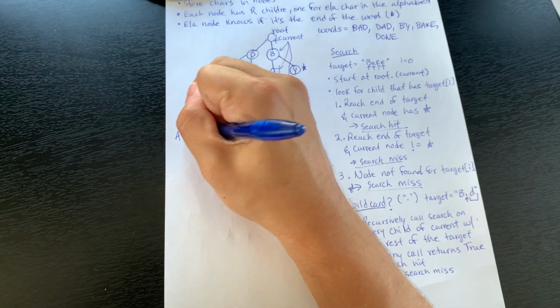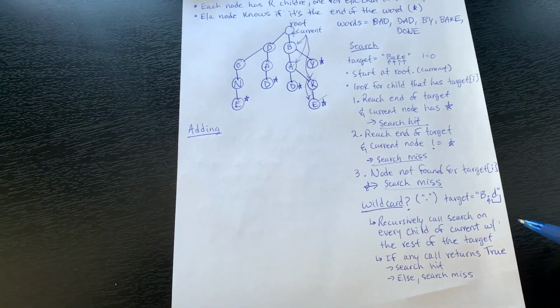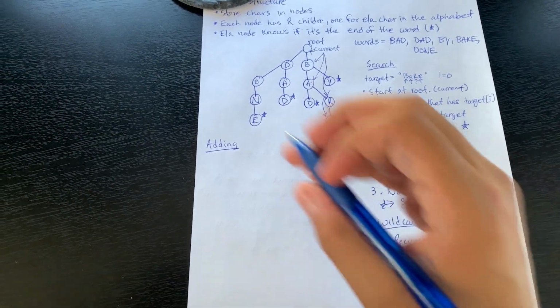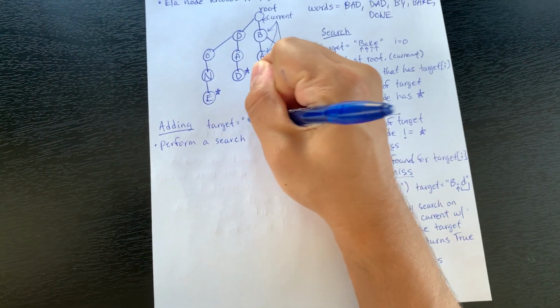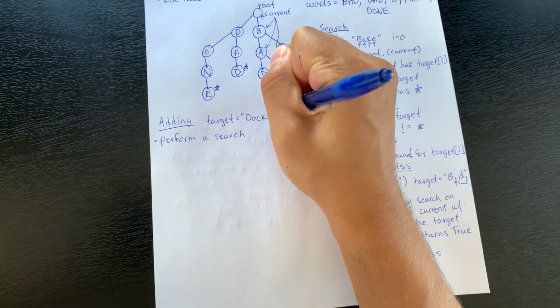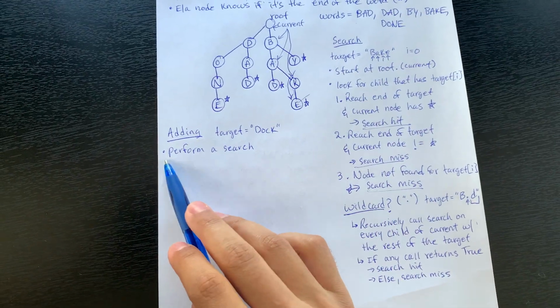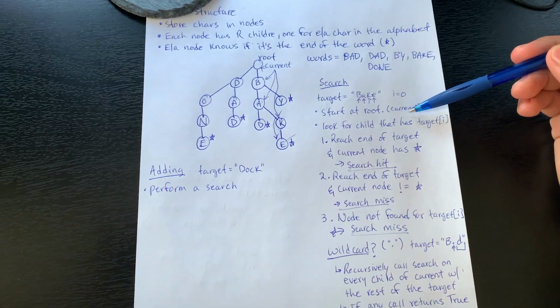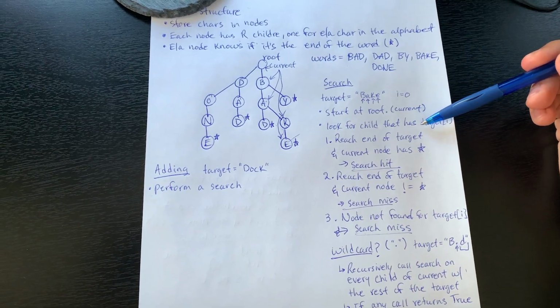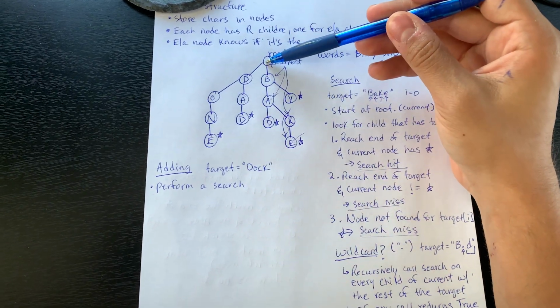Let's also talk about adding to our trie. The way we'll approach this is first, we'll start off by performing a regular search. Let's say we're trying to add the word doc. Okay, so like I said, let's start by performing a search. So we'll start at the root, like it says over here, and we'll look for a child that has the current character of our target. So we'll look for D.